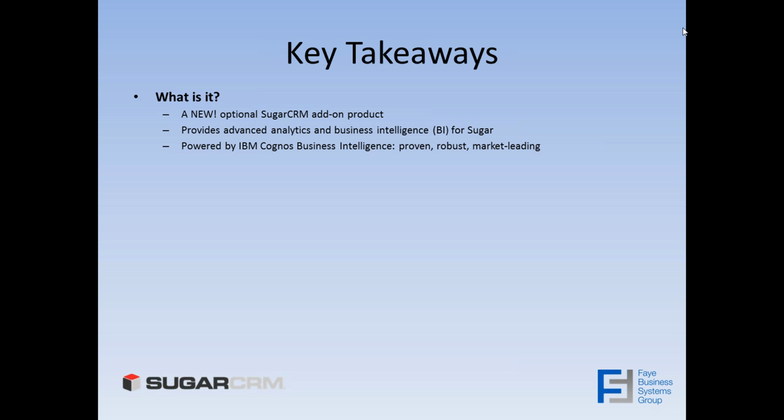So Sugar Analytics, what is it? It's a new SugarCRM add-on product. It is optional, and it provides additional advanced analytics and business intelligence beyond what's in Sugar Reporting. It's important to note it's powered by a market-leading business intelligence offering. It's Cognos from IBM, and that's a great advantage for us. We're very excited about that at Sugar because that is a leading technology and offering for business intelligence.